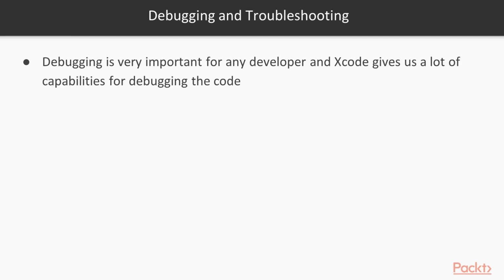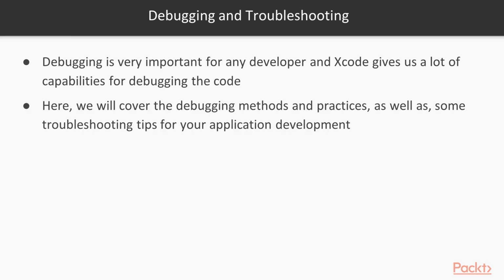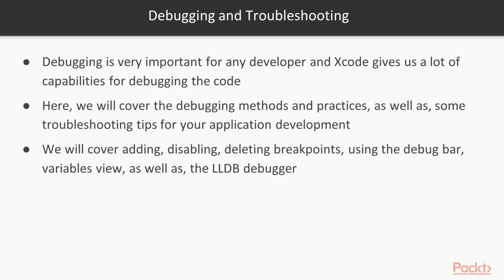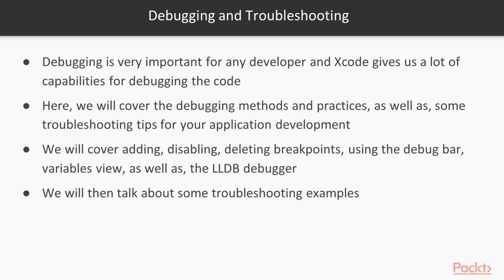In the next section, we're going to talk about how you debug your application. Now, debugging is very important for any developer, and the Xcode IDE gives you a lot of capabilities for debugging the code. We will cover the debugging methods and practices as well as share some troubleshooting techniques for your application development. We will start by adding, disabling, and deleting breakpoints, and we're going to talk about the debug bar, the variables view, as well as the LLDB debugger. We will then talk about some troubleshooting techniques to help you deal with them as you develop your own application.